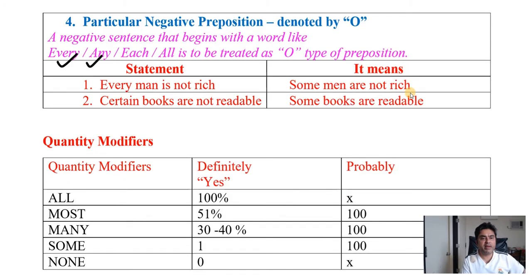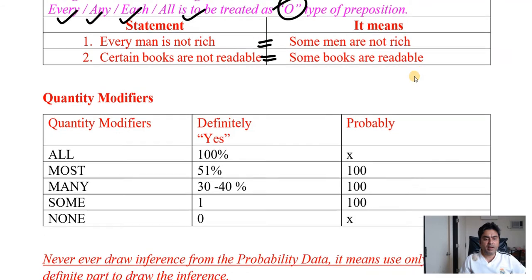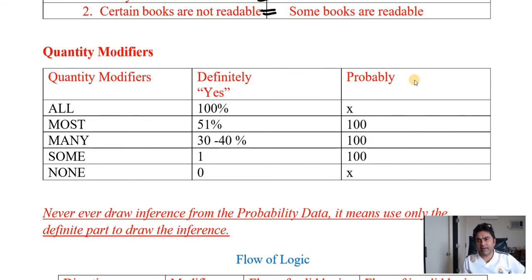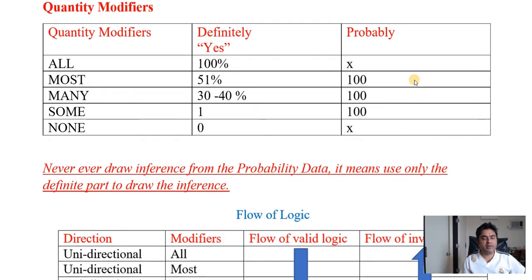Now we are going to discuss the quantity modifier, meaning how many. So all means 100%. There is no probability involved. All means all, so probability is equal to 1, or you can say 100%. Most means you can say 51%. Then you can say it is correct, 100% correct.